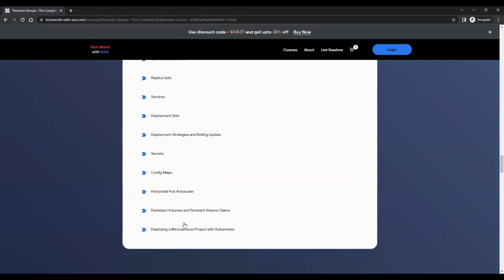Then we will learn what PV and PVC are, which are persistent volumes and persistent volume claims. We will deploy our RoboShop e-commerce project completely into our EKS cluster, and then we will learn how to create Helm charts. We will convert our RoboShop application into Helm charts. So these are all the things we will learn in this Docker and Kubernetes course.